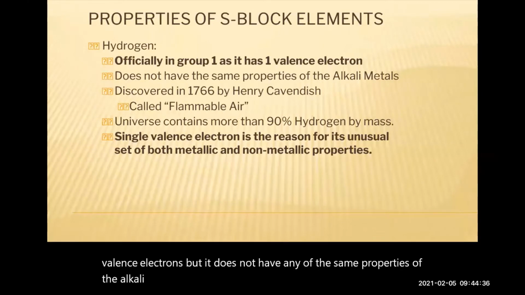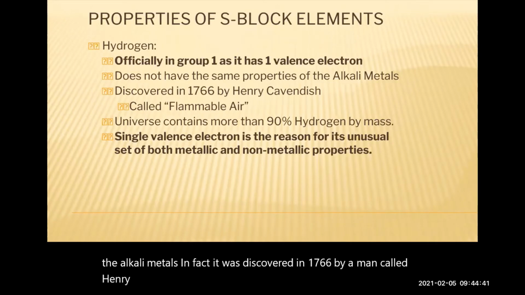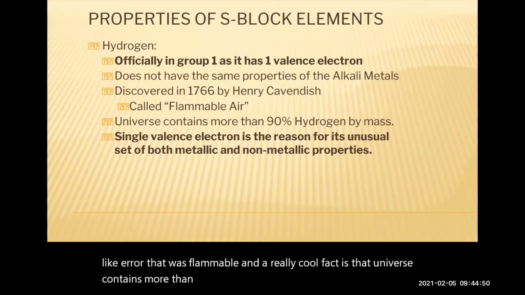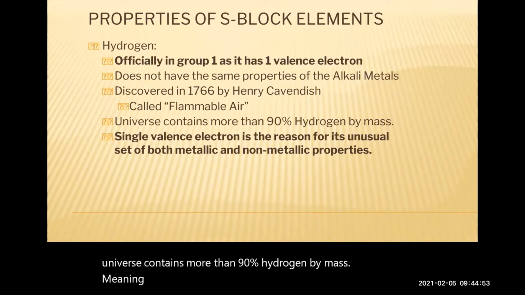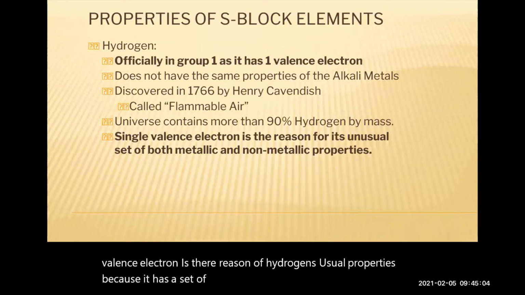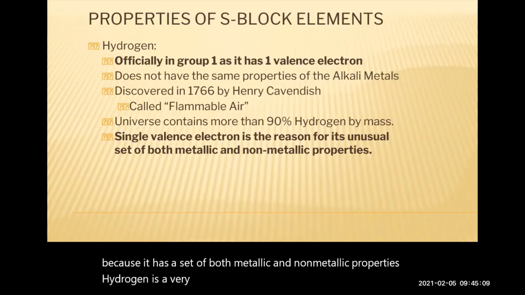In fact, it was discovered in 1766 by a man called Henry Cavendish. He called it flammable air because to him, it looked like air that was flammable. And a really cool fact is that the universe contains more than 90% hydrogen by mass, meaning 90% of the mass in the universe is hydrogen. And the single valence electron is the reason for hydrogen's unusual properties, because it has a set of both metallic and non-metallic properties. Hydrogen is a very unique element.